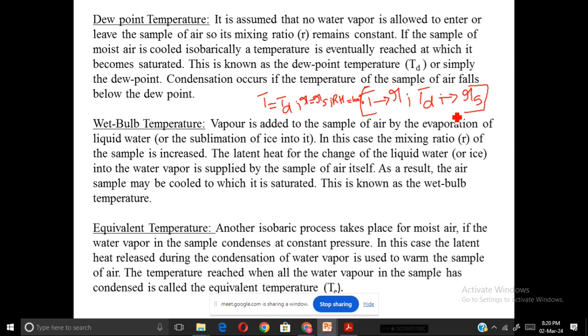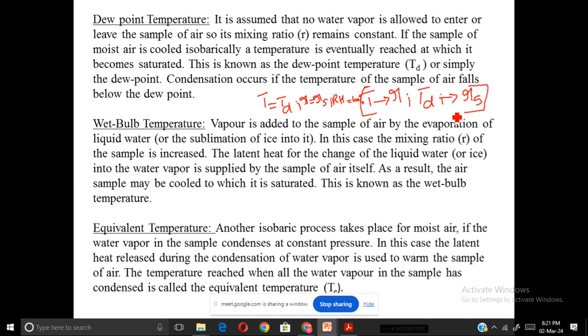The process is happening isobarically, so no water vapor is allowed to enter or leave the system. The mixing ratio of the parcel remains constant and we are cooling the parcel isobarically, and a temperature is eventually reached at which the parcel becomes saturated. This particular temperature is known as the dew point temperature, or simply the dew point. And if we reduce the temperature of the parcel further below the dew point, then condensation starts to occur in the sample of air. Okay, so that is dew point temperature.